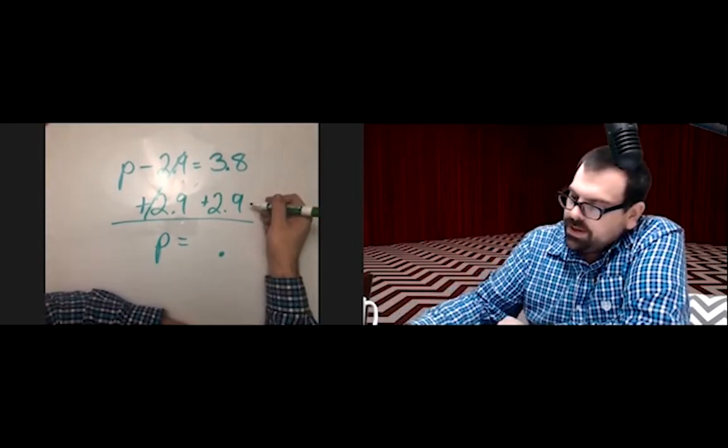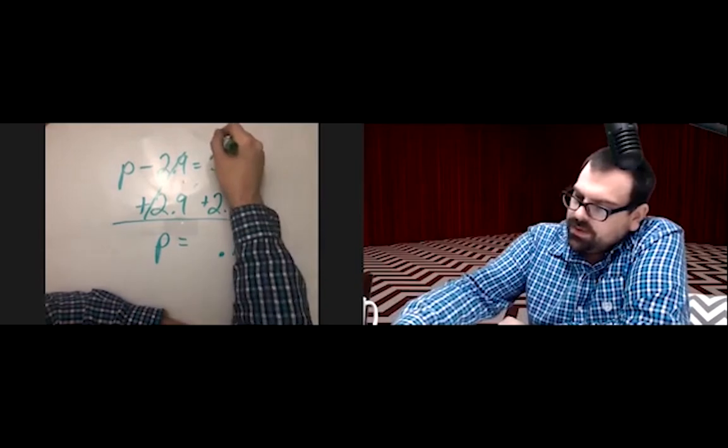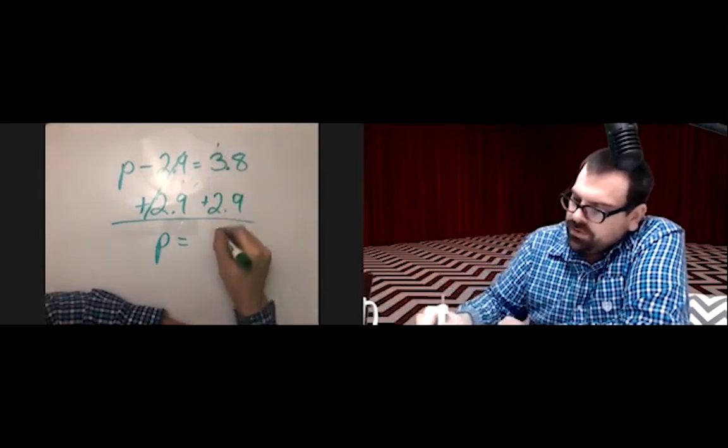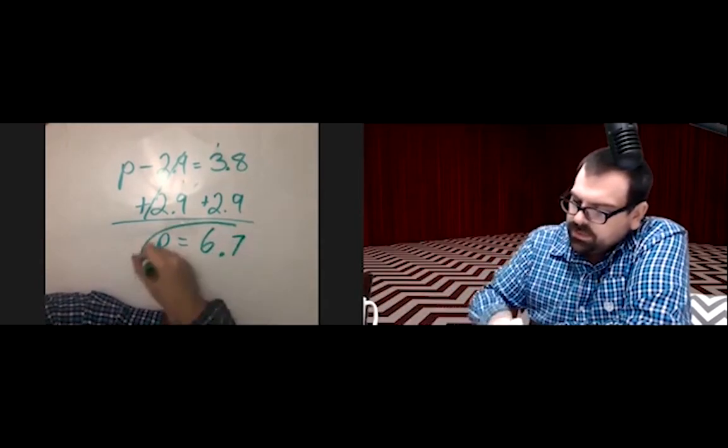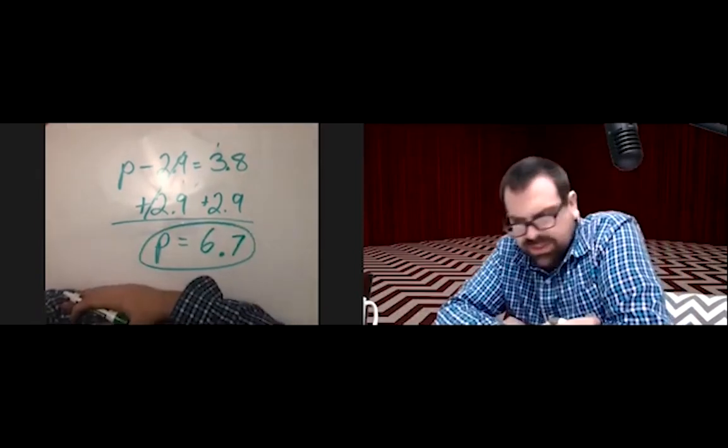8 plus 9 would be 17. Carry the 1, 4, 5, 6. So p equals 6.7.